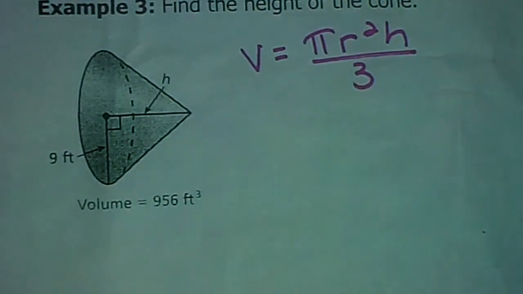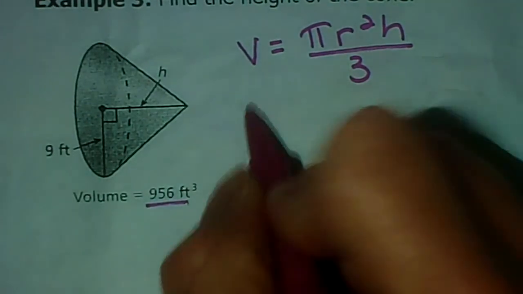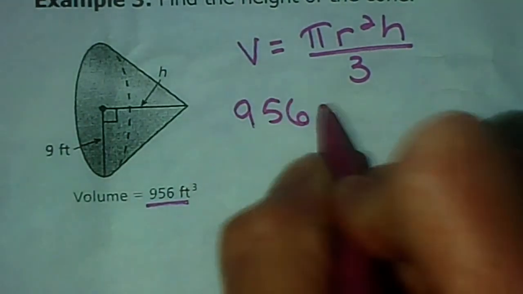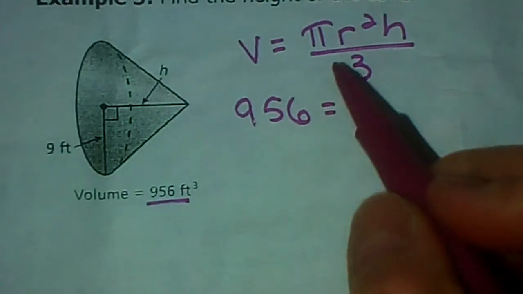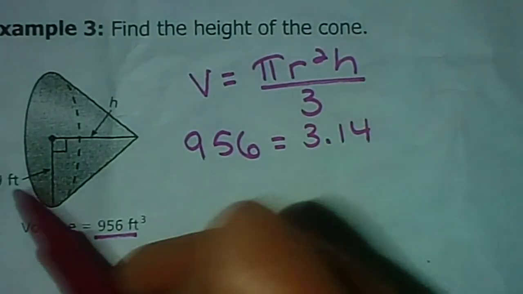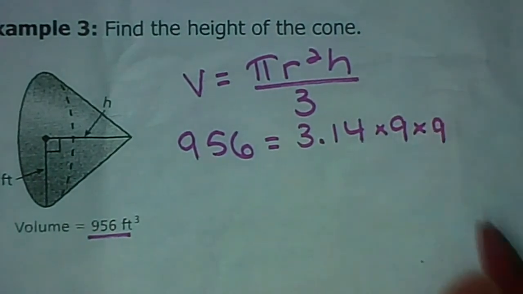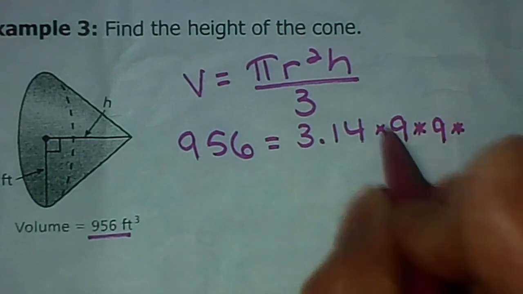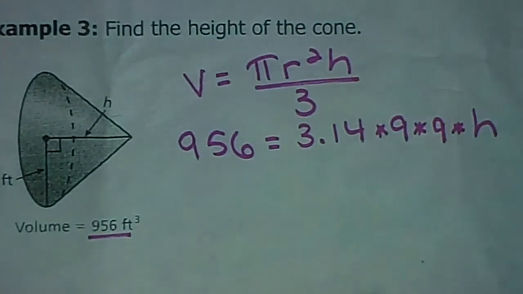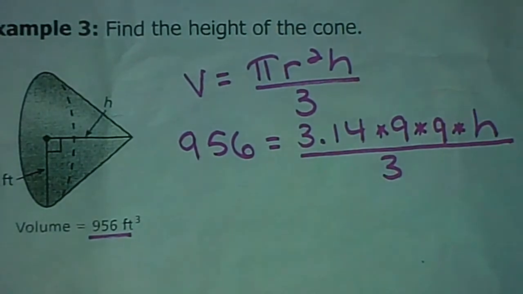I'm going to replace everything that I know. So we know that the volume is 956. I'm going to replace V with 956. We know that pi is equal to 3.14 approximately. The radius is given, it's 9, and it's squared, so I have 2 of them. The height we don't know, so I'm going to leave that as an h because it's unknown. All divided by 3. Now you might be looking at this thinking, what on earth am I supposed to do?